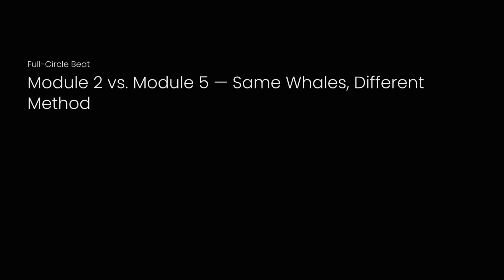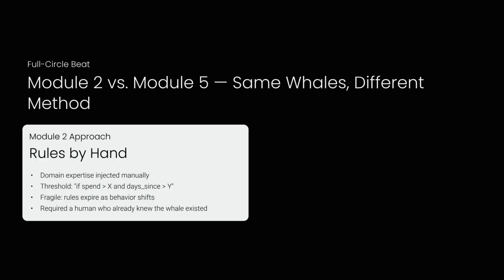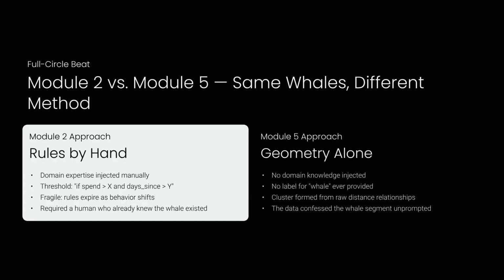This reveals a full circle moment. In Module 2, we used brittle, handwritten rules to find these customers. Now, we use geometry alone to identify them from raw data. The machine finds what matters by recognizing structural relationships in the feature space.